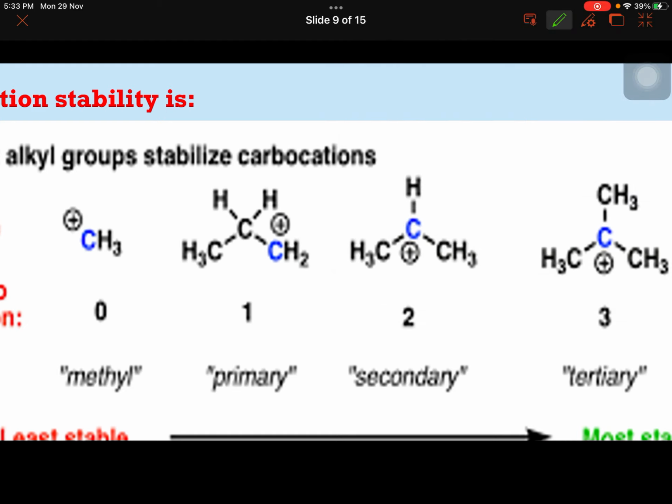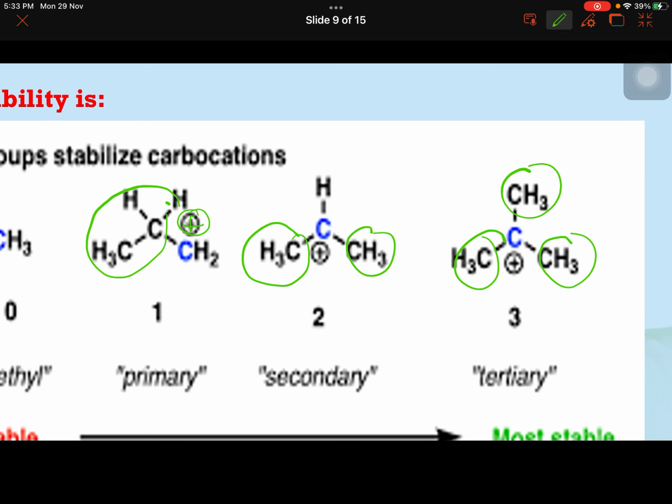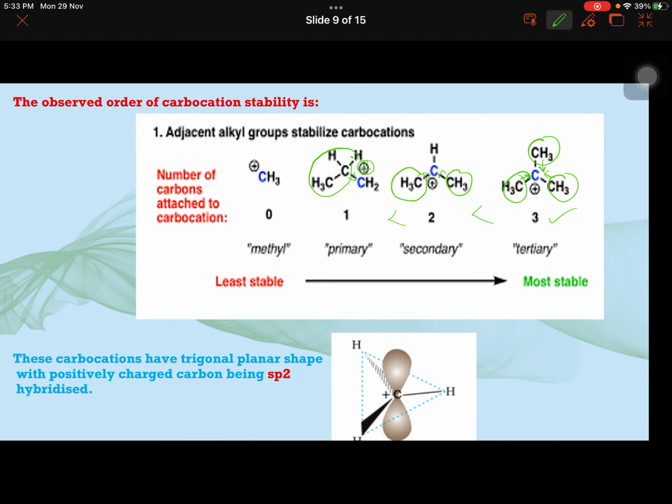And you know that alkyl groups are electron donating in nature. So here you have only one alkyl group. Here you have two alkyl groups. In the tertiary you have three alkyl groups. So if there are three groups which can shift electron density towards the carbon which is in deficiency, definitely more stability will come here. Here there are two groups to help. Here there is only one group in the primary. That's why this is the stability order of carbocations.